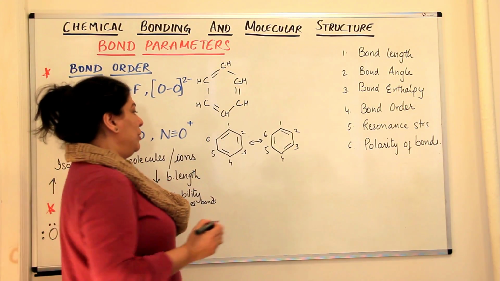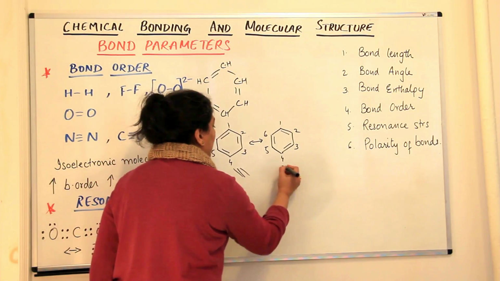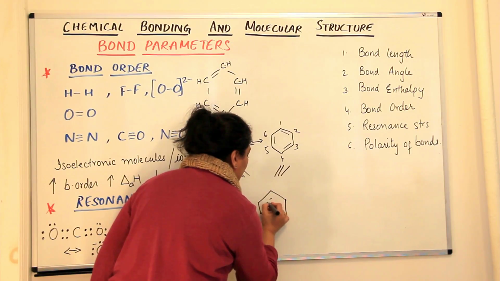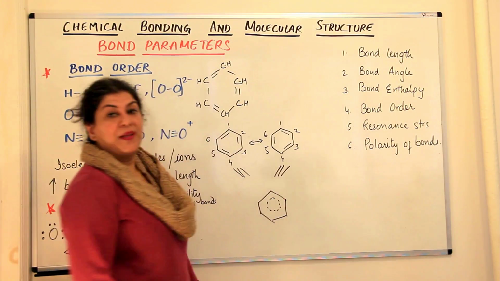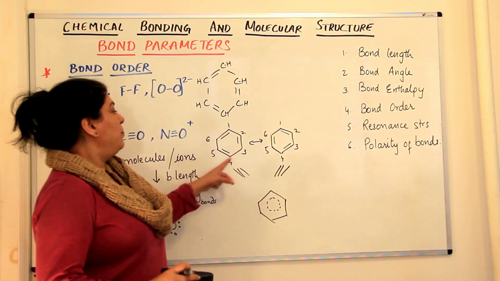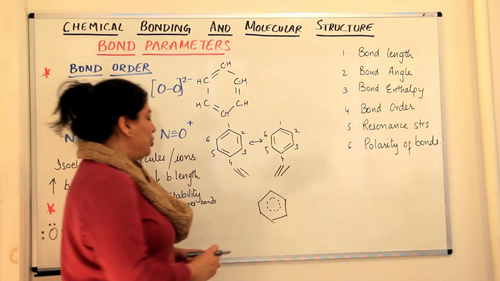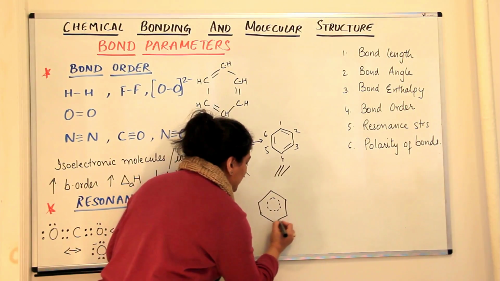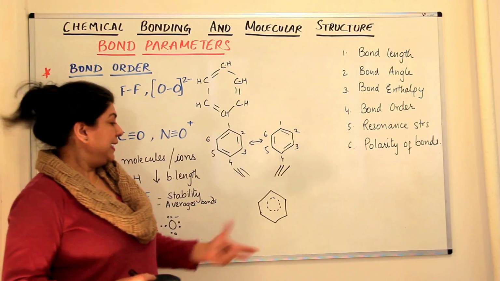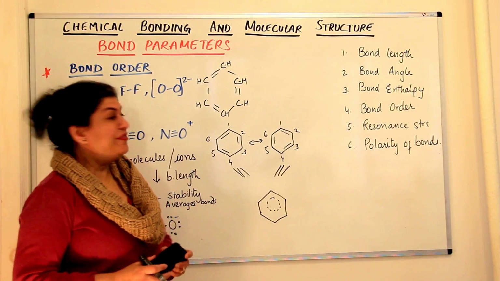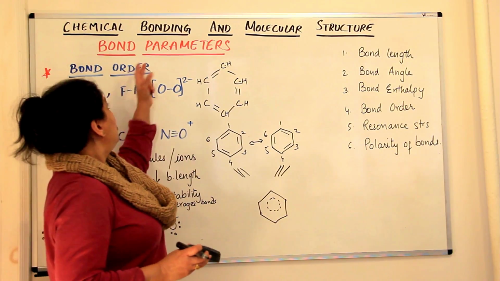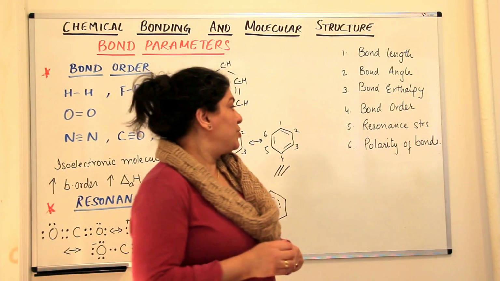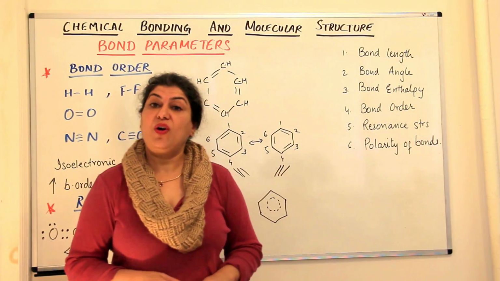So these two canonical forms, if you draw a resonance hybrid of these, we get benzene with a dotted circle in between. And the dotted circle shows the alternating double bonds, and we show it as a ring here. The reason being that these double bonds are alternating between these 6 bonds. And this is the resonance hybrid of benzene. So this was the 5th bond parameter, that is resonance. Now in the next video we are going to study about the polarity of bonds.